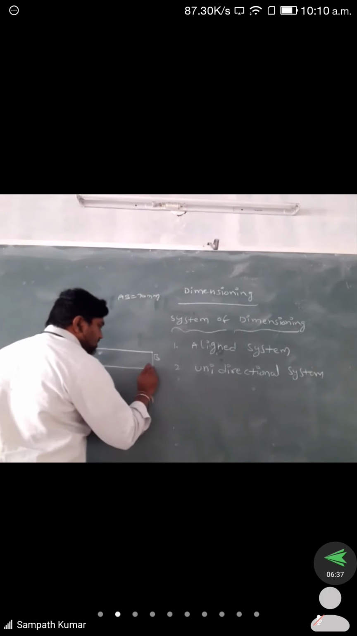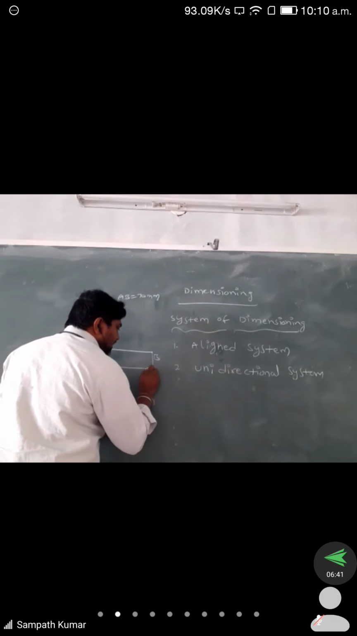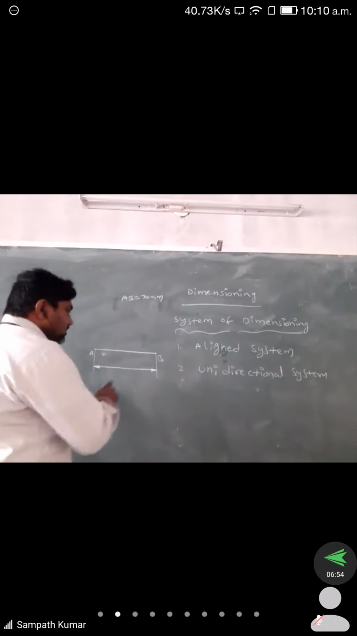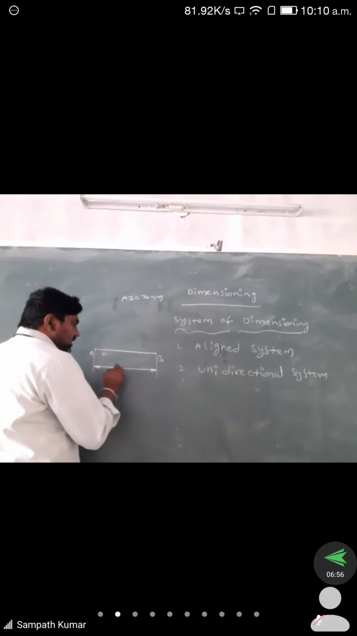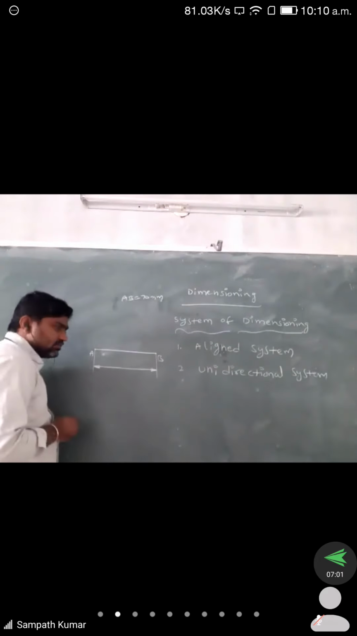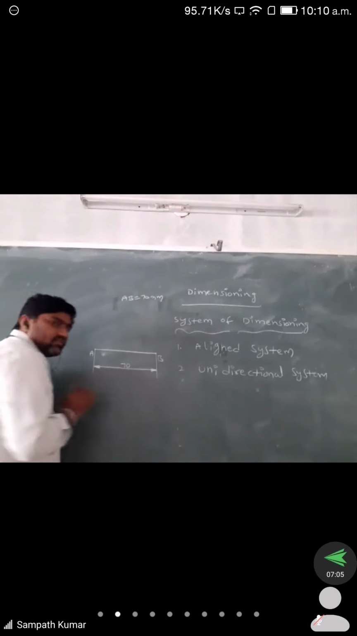Sir, 2H pencil, sir. Okay, the dimension line and extension line must be in 2H pencil. Then this line here, this is the horizontal line. Okay, then the value is above the dimension line.